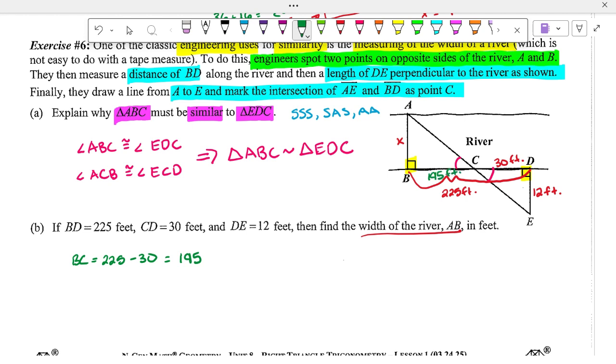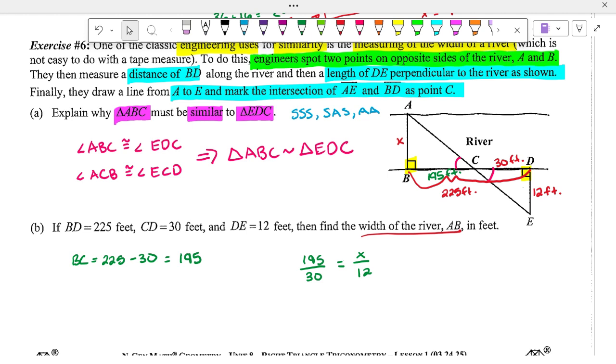Now I can set up my proportion. So what are my two corresponding sides? Let's start with BC. What's the corresponding side to BC? DC or CD, so that'll be 30. It'd be equal to what over what? What's the other proportion? 12 over X, or it's actually X over 12, because we got to keep our triangles consistent.